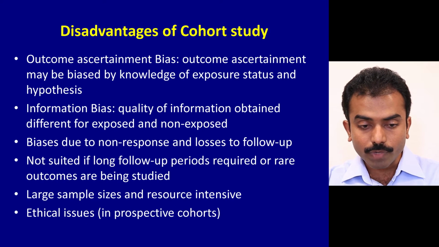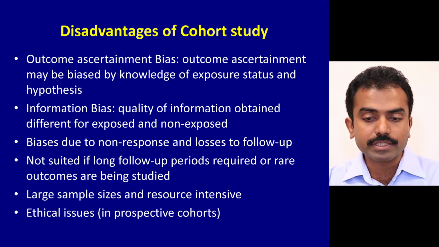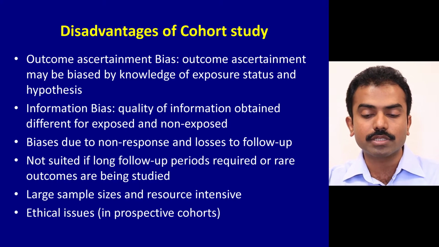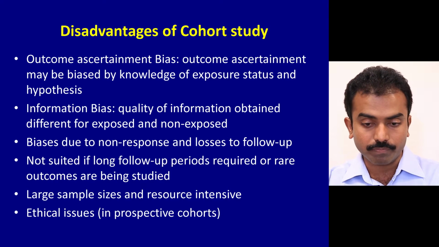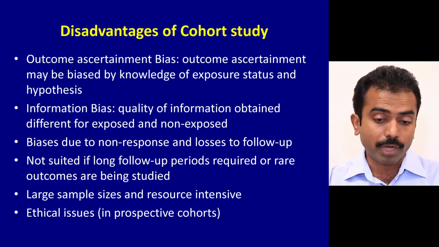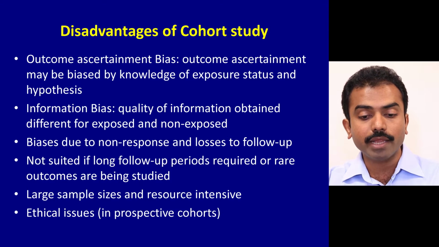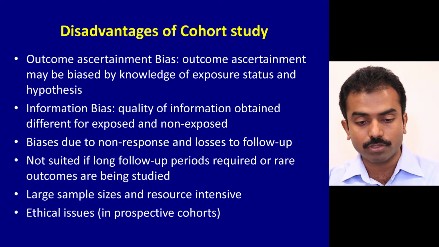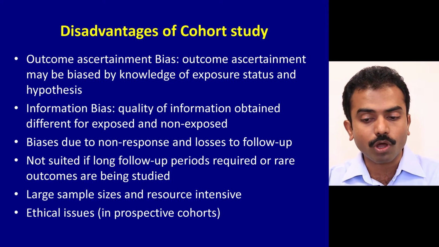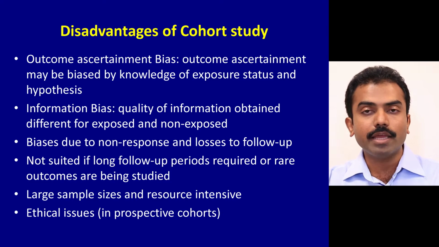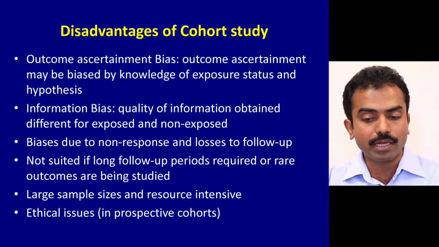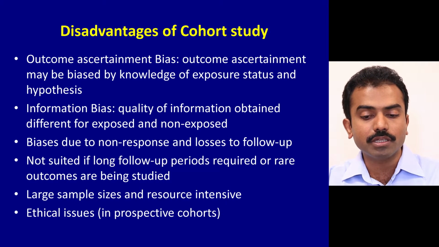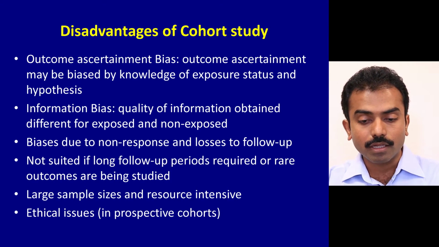But as some of you might now be guessing, what are the disadvantages of a cohort study? I think one of the disadvantages is outcome ascertainment bias, especially if the investigator knows what the exposure is and knows what the hypothesis under study is. And there could be other biases due to the quality of information obtained being different for exposed and non-exposed, or due to non-response and losses to follow-up. Loss to follow-up is one of the biggest problems with any cohort design. Especially if there is a long follow-up to be done, 10 years, 15 years, there will be a lot of people who are lost to follow-up along the way, and that causes severe problems in internal validity.